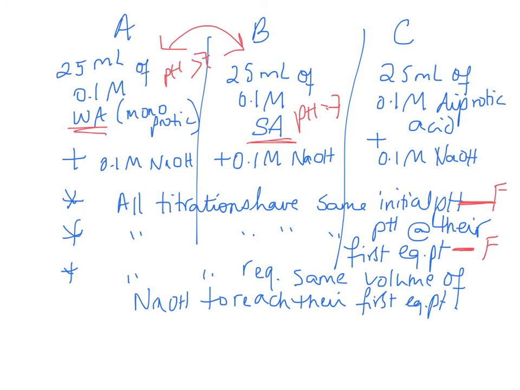And so since the volumes and concentrations of all the acids are the same, the volume required to reach the first equivalence point is going to be the same for all three titrations. Of course, it's the first one that we are after. We are not worried about the second in the case of the diprotic acid. All right.